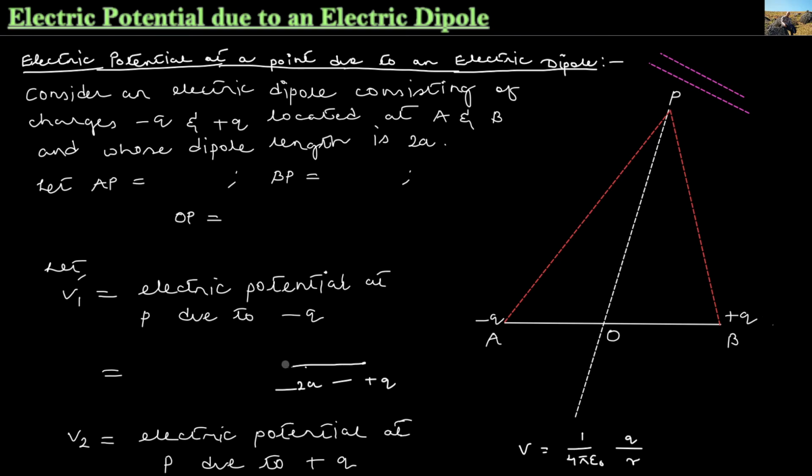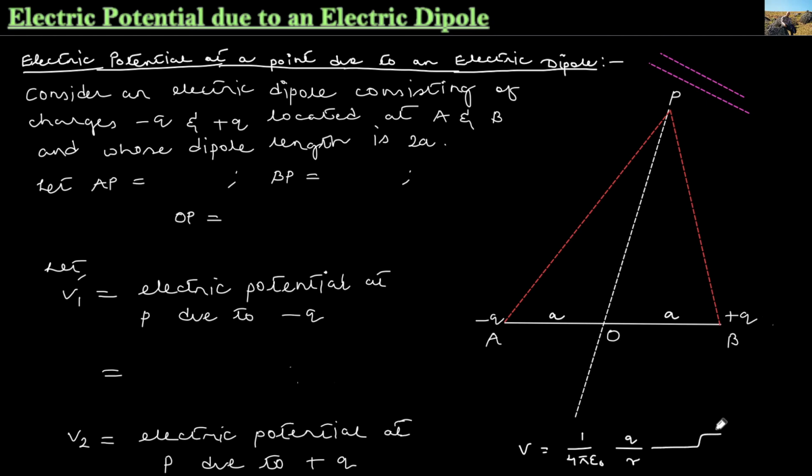Then in this case, we will consider a dipole whose length is twice a, which means that O is the center of the dipole. Then one part will be a and another part also will be a. Then over here, the minus charge is located at point A and the plus charge is located at point B.